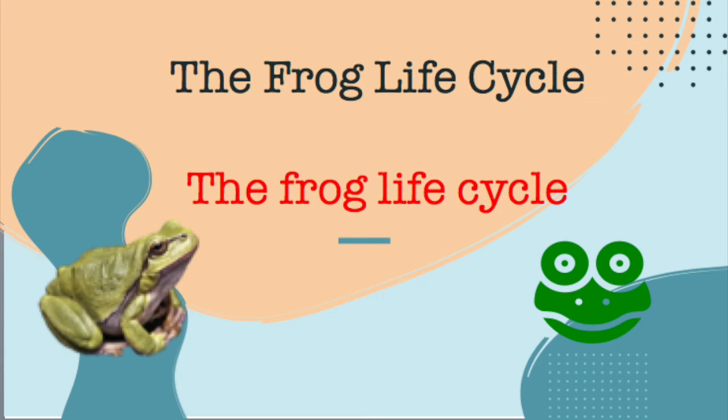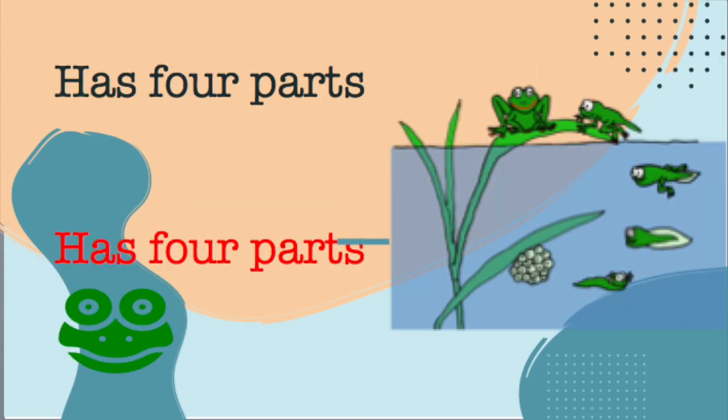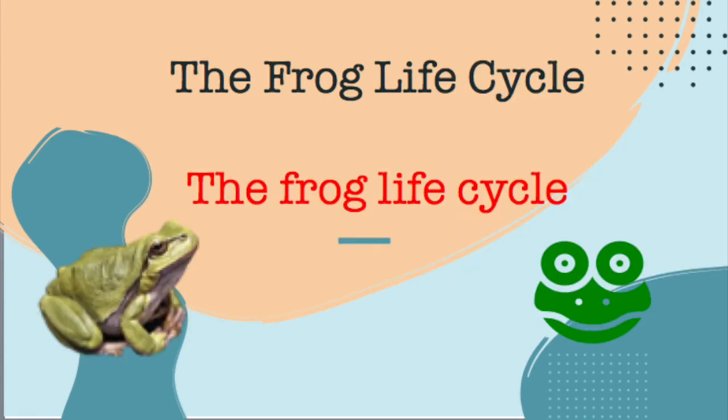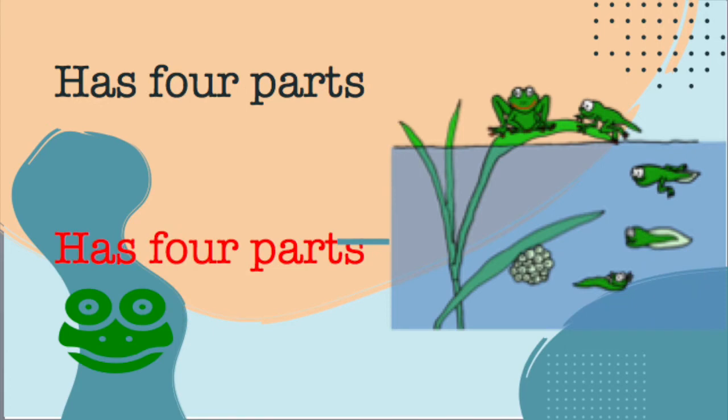The frog life cycle has four parts. Has four parts. Frog life cycle. The frog life cycle has four parts. Has four parts.